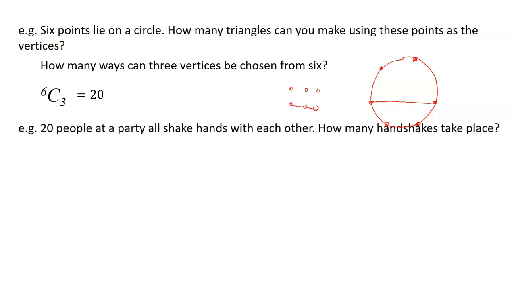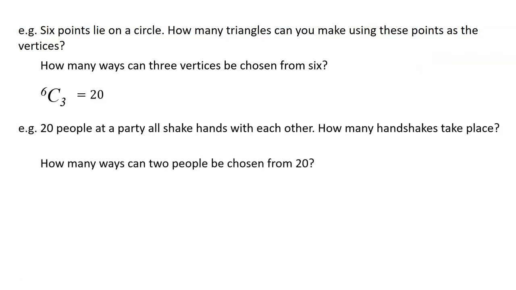Okay, second example. 20 people at a party all shake hands. How many handshakes take place? So 2 people participate in a handshake. So we're saying to ourselves, how many ways can 2 people be chosen from 20? 20 choose 2, pop it into your calculator, you get 190.